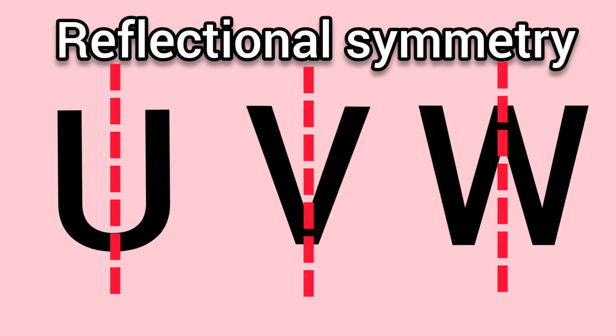See children, these English capital letters U, V, W, if we write them in a large size on a separate sheet of paper and fold that paper so that their two parts fall exactly on each other, so for these three letters U, V and W we will get reflectional symmetry.